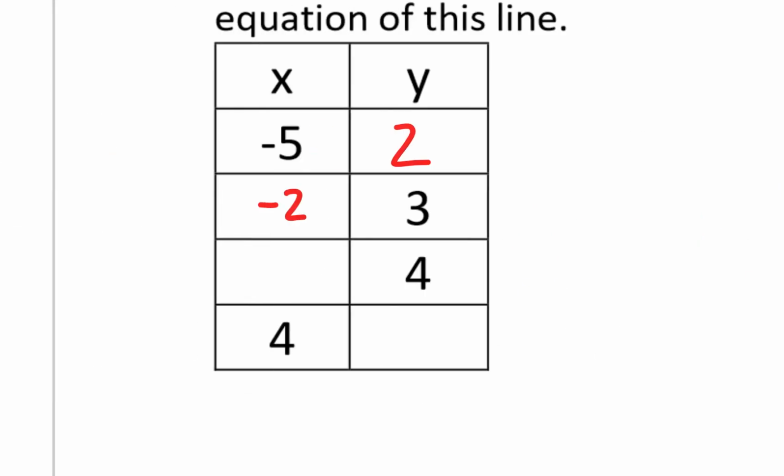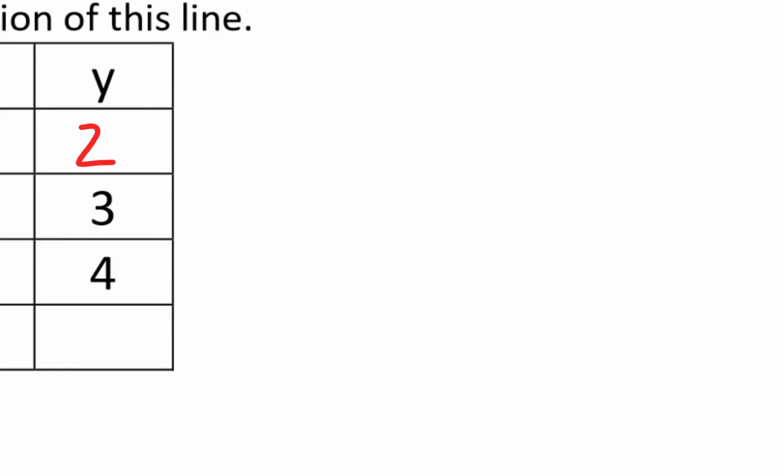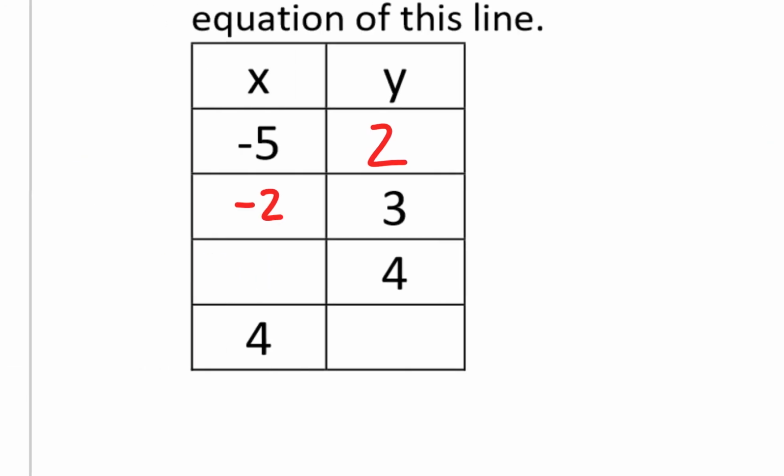x is 0. That's cool because I know the y-intercept now, don't I? Wait a minute. Is that true? Am I off there? Oh, no, I'm completely wrong. No, this is my point right here. Y is 4, and that happens when x is 1. That's not my y-intercept. It must be nap time.